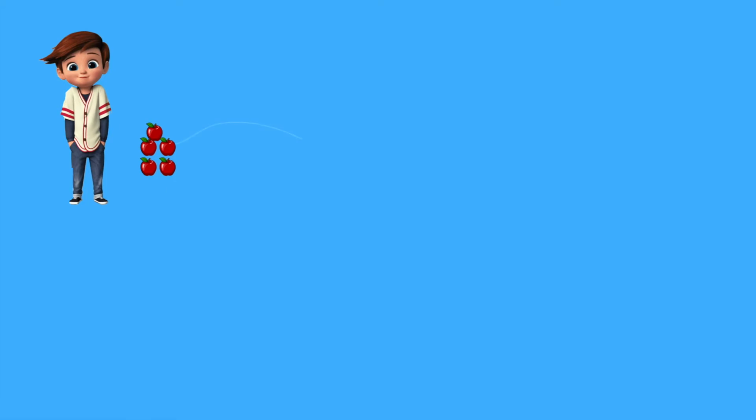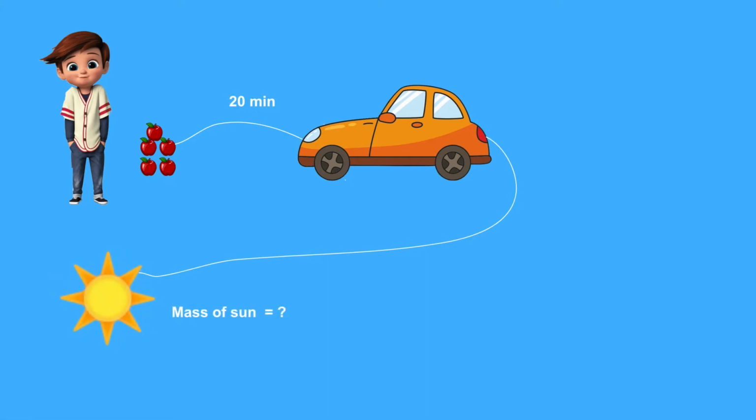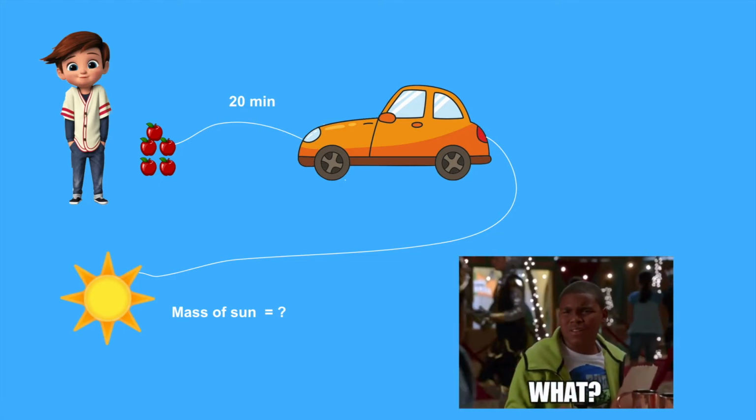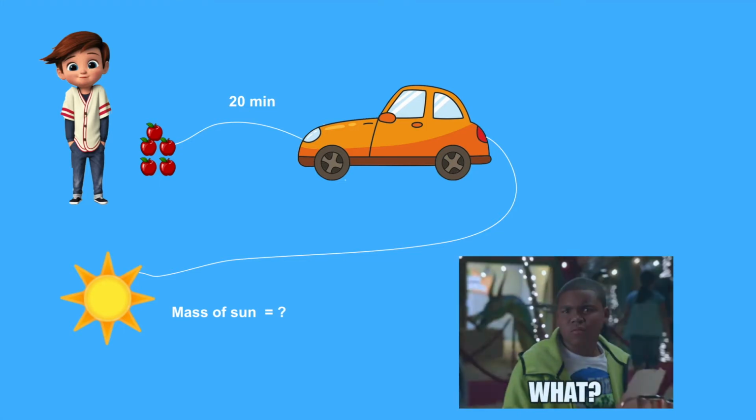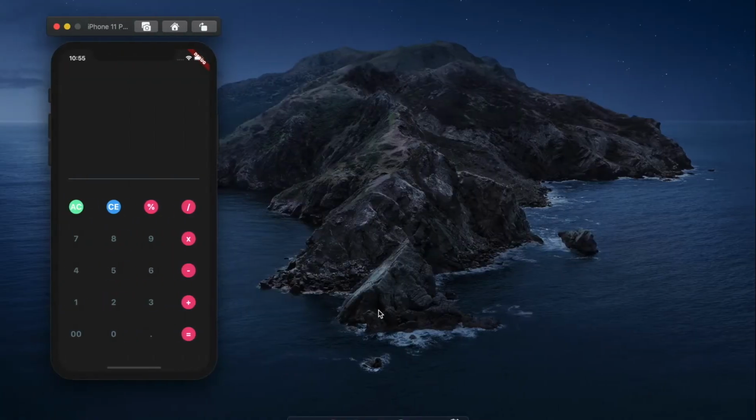So we will start off with a question here which says, Bob has 5 red apples and his dad's car will arrive in 20 minutes. Now, you have to calculate the mass of the sun. Well, you might be thinking, what? And that's obvious, because the question here doesn't make any sense except the fact that it is somewhere related to calculation. So yeah, today we are going to build our own calculator which will perform all the basic calculations.